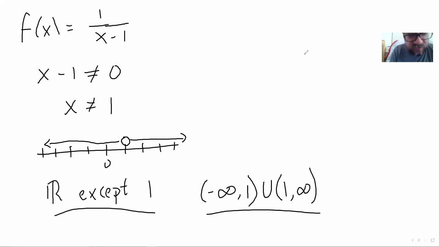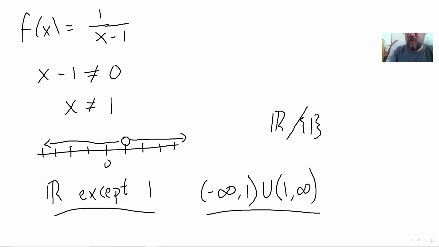Are there other ways to do this? It's just words. You could say the domain is all real numbers except for 1. Totally fine. That means exactly the same thing. There's another way that people do it. I don't love it when my students do this, but they'll say things like this: R mod 1, or mod the set containing 1.